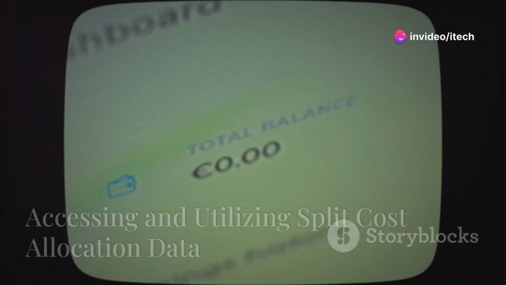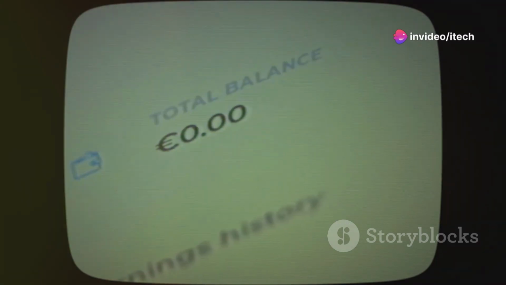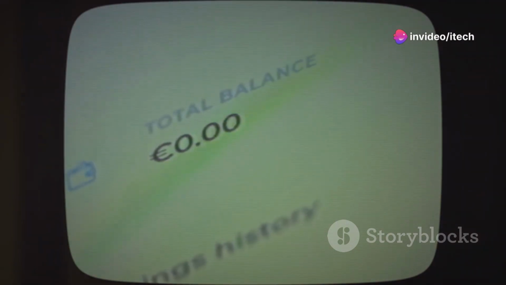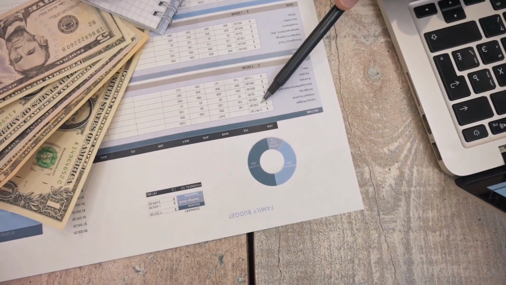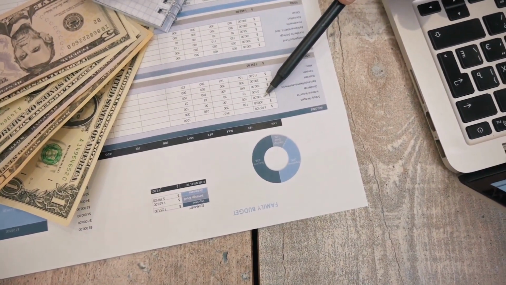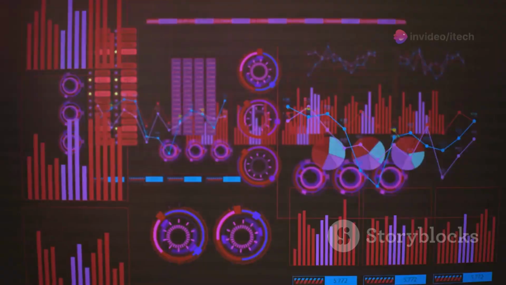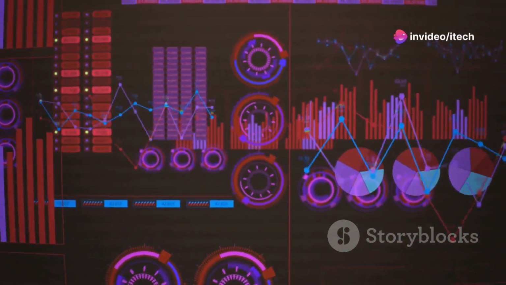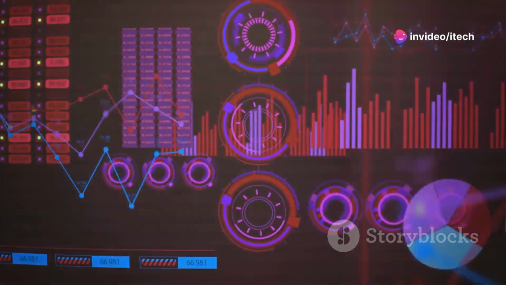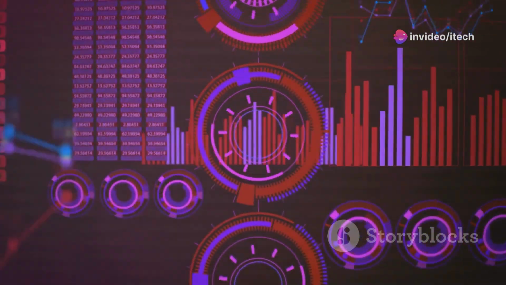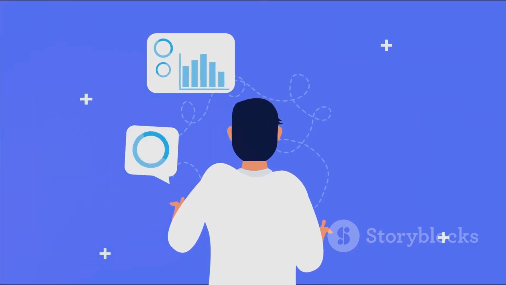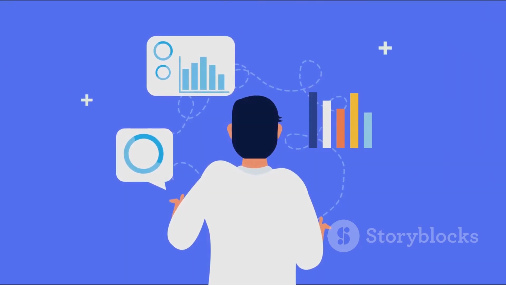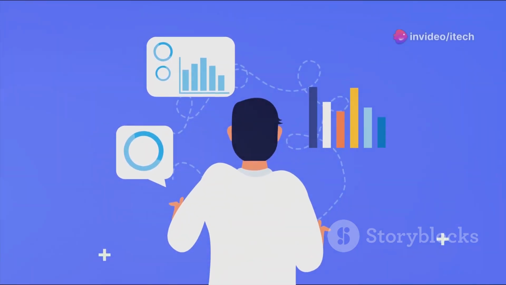Unlocking insights, accessing and utilizing split cost allocation data. Accessing and utilizing split cost allocation data is a seamless process, tightly integrated into the existing AWS ecosystem. The data is automatically generated for all EKS clusters and can be easily accessed through familiar tools such as the AWS Cost Management Console, AWS Cost and Usage Reports, or the AWS Cost Explorer API.